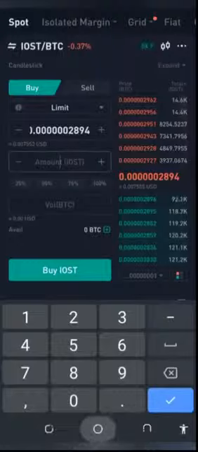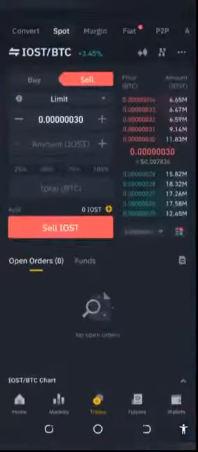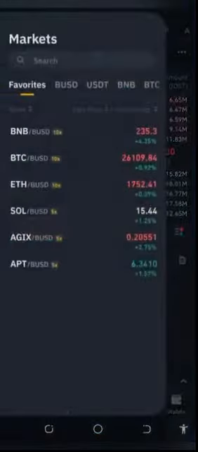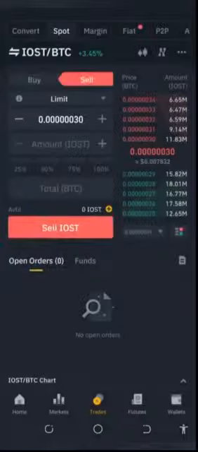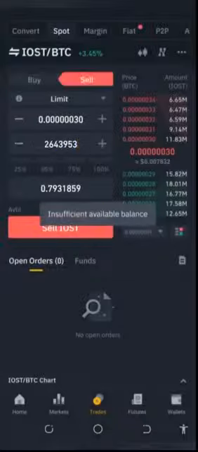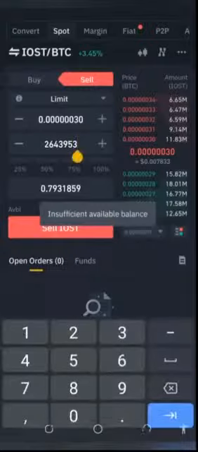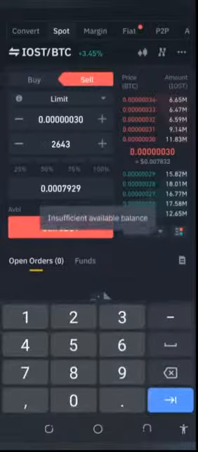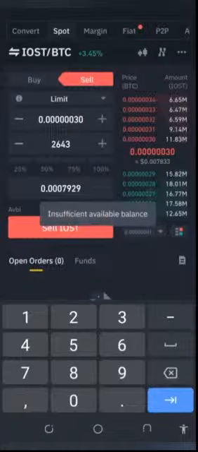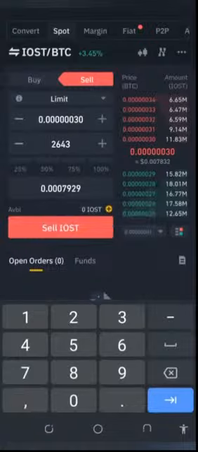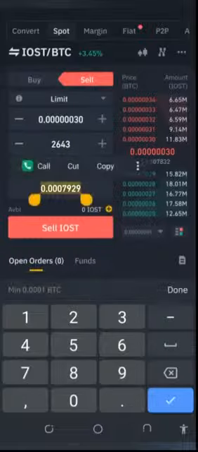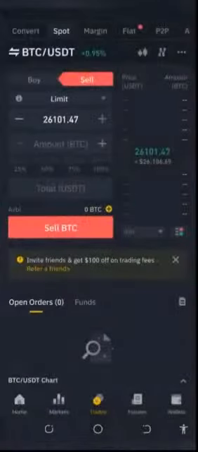So let's run over to Binance quickly. Let's quickly run over to Binance, and yeah, we're currently on IOST BTC. So now let's paste that in here. Now you can see what I'm talking about. So you have to delete the last 3 digits, which was after the decimal point. So we were able to get 0.007929. Looks like that's good. So let's cut that and quickly go and see how we're going to sell this to BTC.